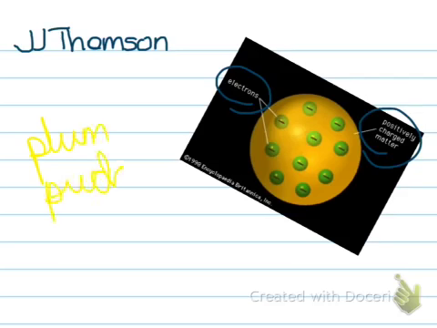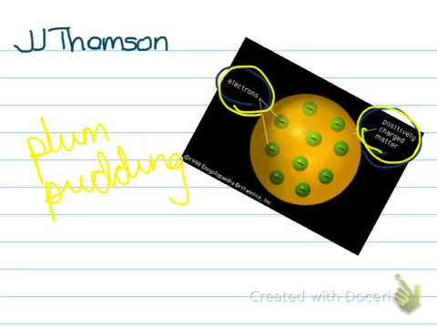The reason why it's plum pudding, although many of us don't eat plum pudding, is that it was based around the idea of what plum pudding is. The electrons shown here, the green circles, the negatively charged particles, would be like the raisins in the pudding, and the positively charged matter was like the pudding part of the plum pudding.